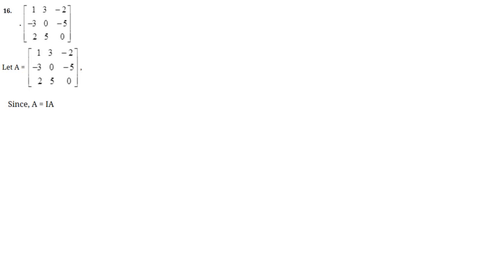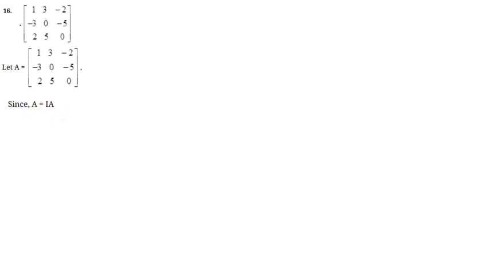Now we shall move on to question number 16. A 3 by 3 matrix is given to you, and we have to find the inverse of this matrix. As before, we take the matrix as A. A is equal to 1, 3, minus 2, minus 3, 0, minus 5, 2, 5, 0. And we have to write the result.